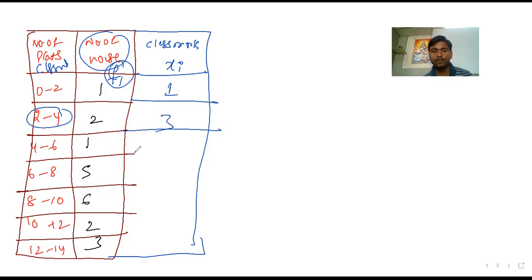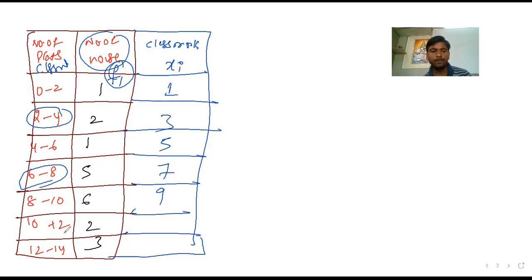6 by 2, answer is 3. Next, 4 plus 6. How much is the answer now? 10. 10 by 2, answer is 5. 6 plus 8, answer is how much? 12. Okay, 8 plus 14, so answer is 7. Next, 8 plus 10, 18. 18 by 2, its answer is 9.